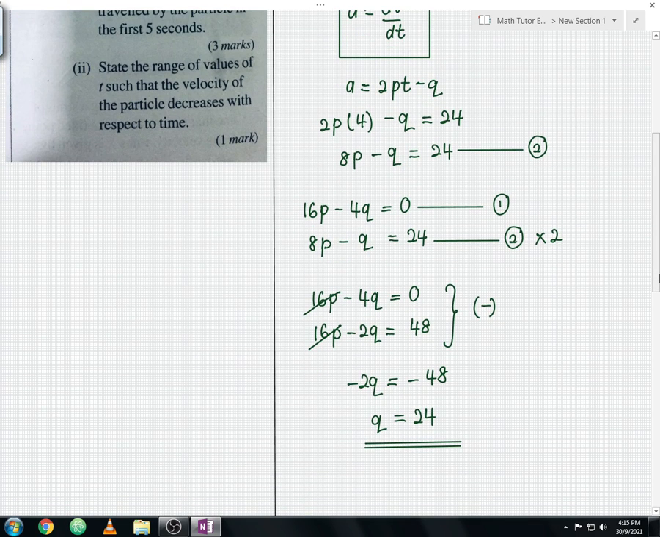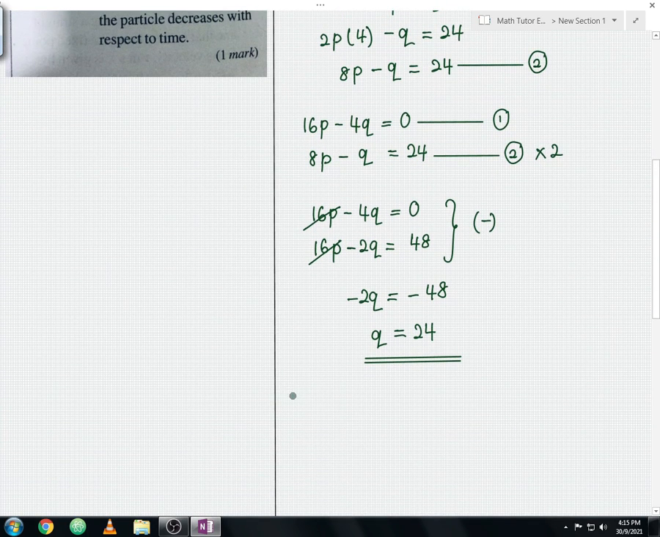Okay, so from here once we get the value of q, now you can use this value of q and substitute into either one of these equation over here. So in this case I choose to substitute into the equation number 2. So let us continue our working. When q is equals to 24, so from here 8p minus 24 is equals to 24. So this negative 24 from the left hand side, you move it over to the right hand side. So it will become 24 plus 24, where you get 8p is equals to 48.